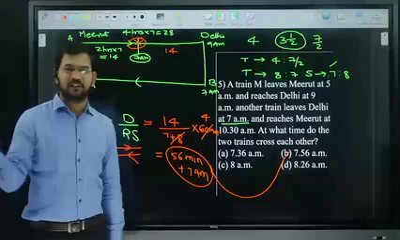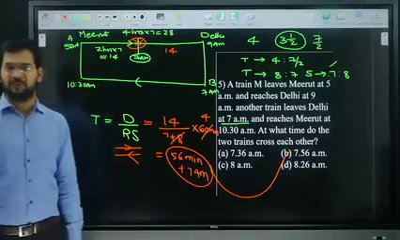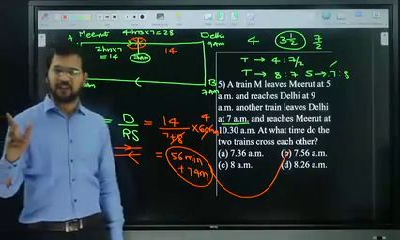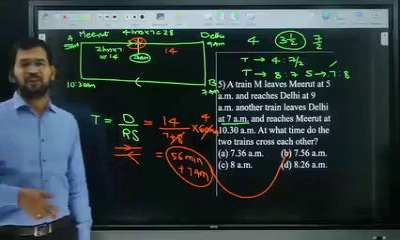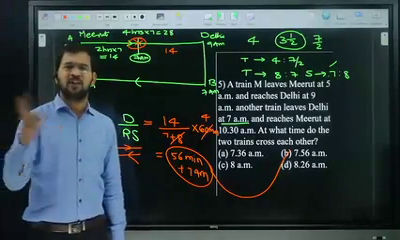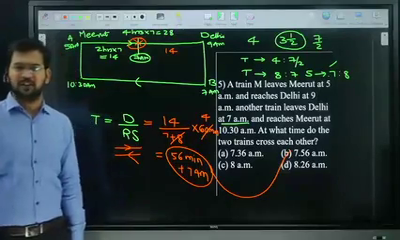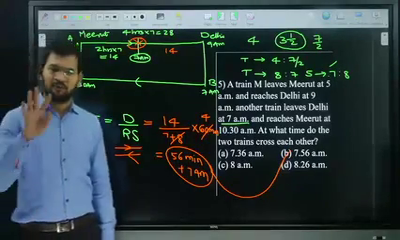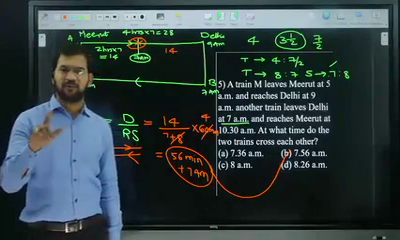So 4 hours, this is 3.5 hours. 4 hours to 3.5 hours, that is nothing but 4:7.5, which is nothing but 8:7. If timings are 8:7, speeds are 7:8. So the first train will take 4 hours, that is 7 into 4, 28.